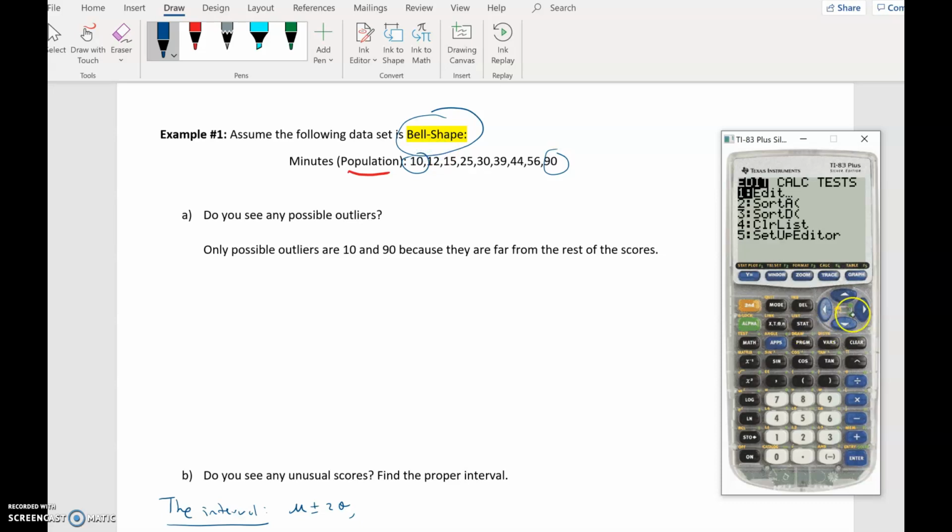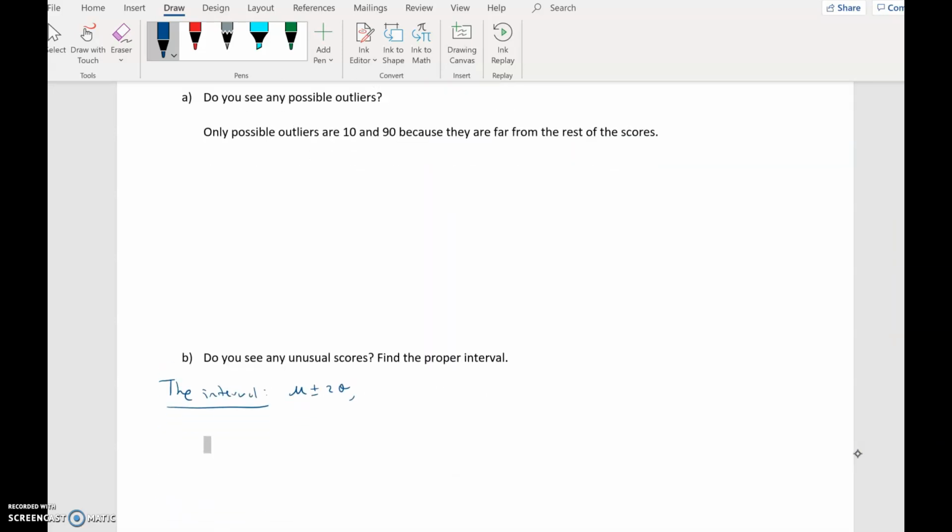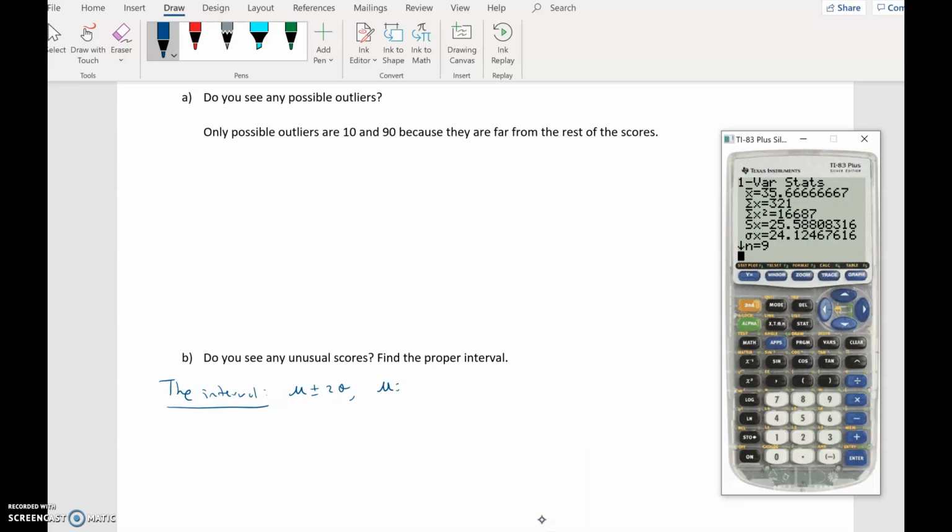Okay, so I think we're good. And let me run the one variable stats. And for this particular problem, we just need two calculations, which is the mean. And in this case, well, mu is approximately 35.67.